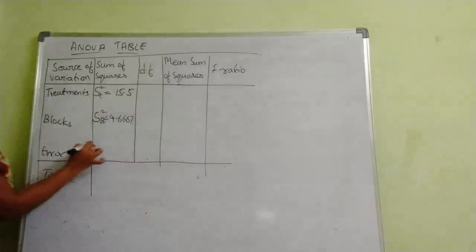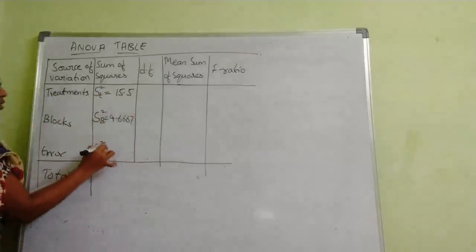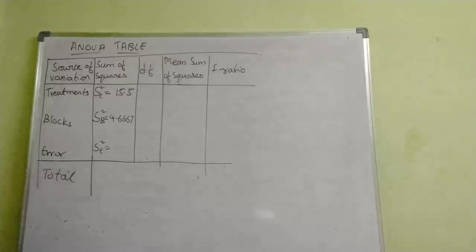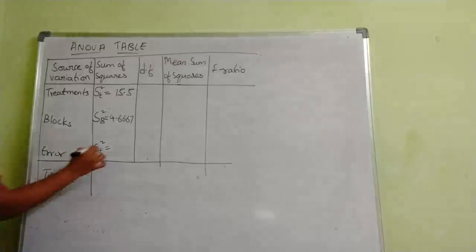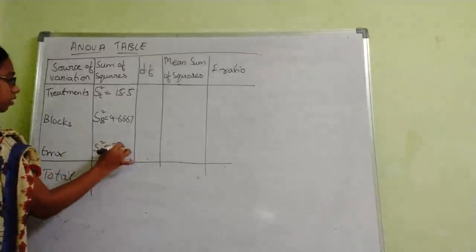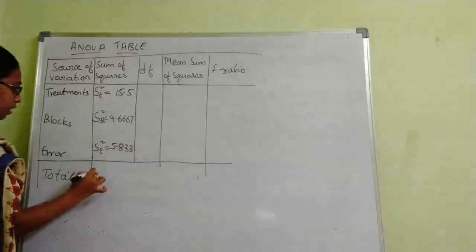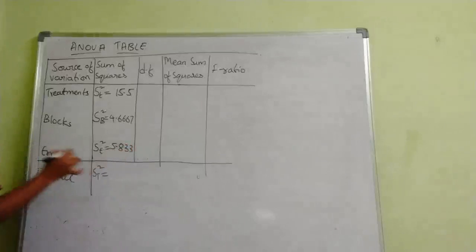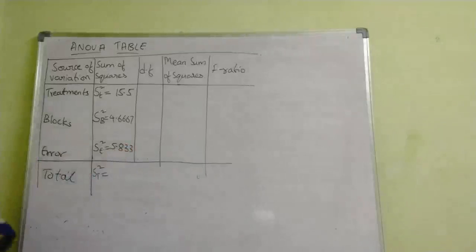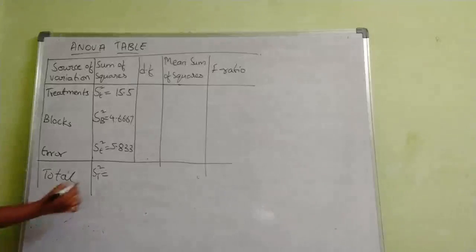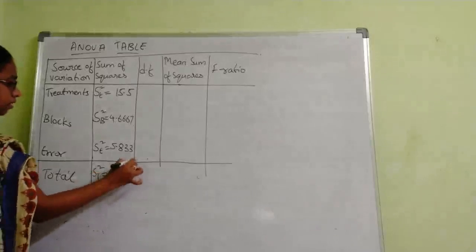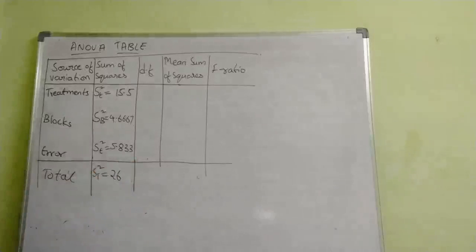Next, the error sum of squares, SE square, we got as 5.833. And the last, the total sum of squares, ST square, is 26. So the total sum of squares is 26, right? Yes. Now write down the degrees of freedom.